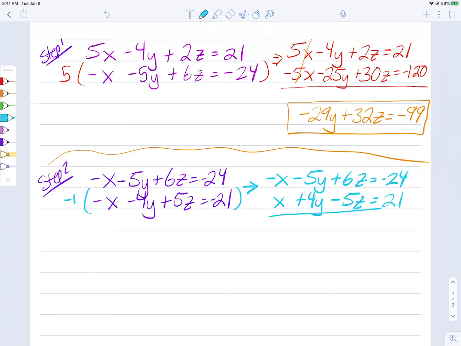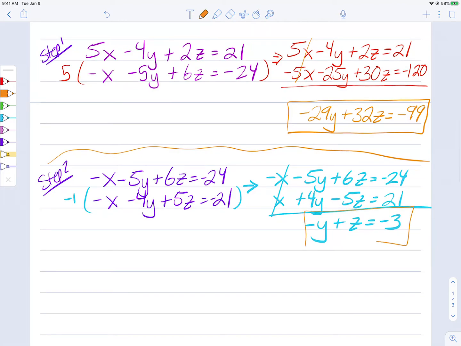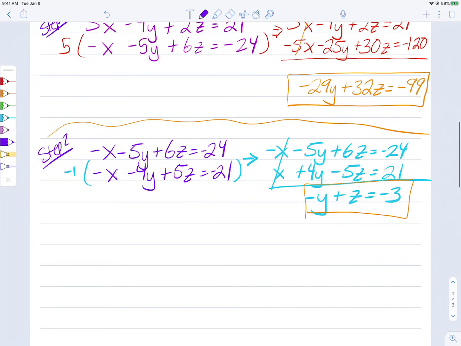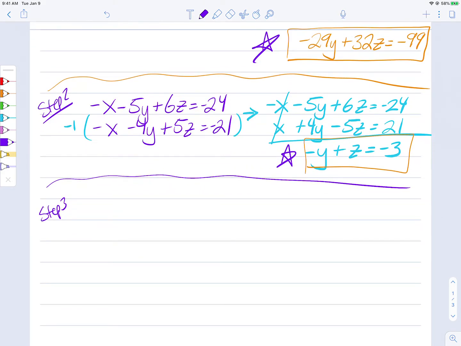So it equals 21. If I combine those two, the x's are gone, as I wanted it to be. I have a negative y, I have a positive 1z, and I have negative 3. So here are my two equations that I just created. So for step 3, I'm going to take those two equations that I just created that only have two variables in it, and I'm going to solve it. This is something that we've done before. Negative 29y plus 32z equals negative 99, and negative y plus z equals negative 3.